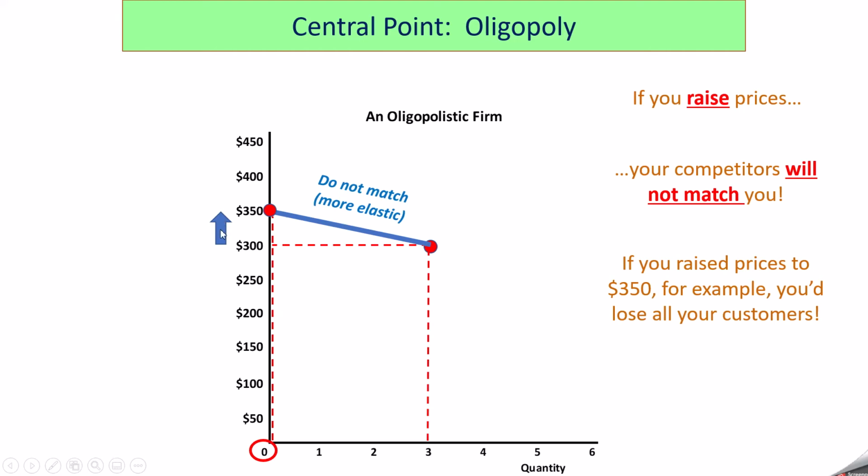When you increase prices, other competitors, and there's only two of them in this case, they don't follow you, they don't match, they leave you out to dry on that, and then customers move away from you since your price is so much higher. That gives us that very elastic demand curve.